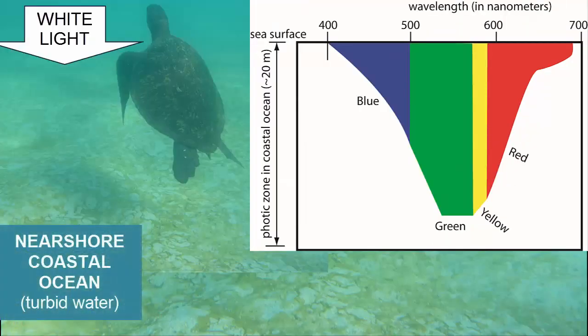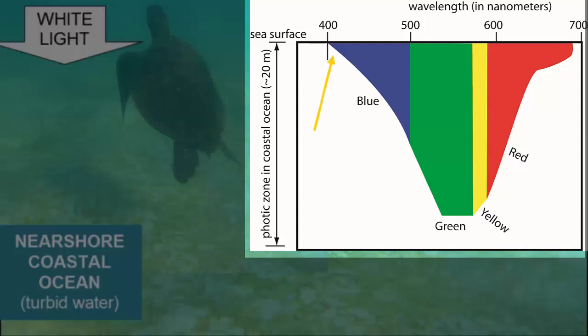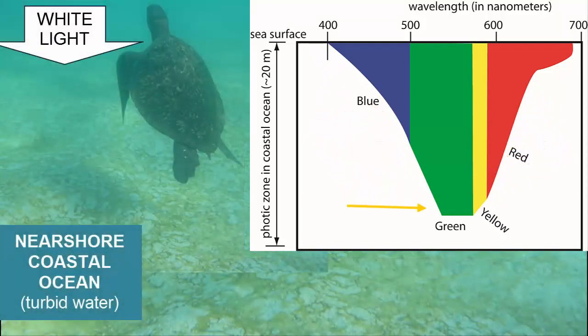In the near-shore coastal ocean, water is typically filled with varying amounts of suspended sediment and microscopic plankton. As you can see from this absorption spectrum, blue light is absorbed first, followed by red, and then yellow. Green remains the longest. Hence, when we look down into these waters, the color we see is green.